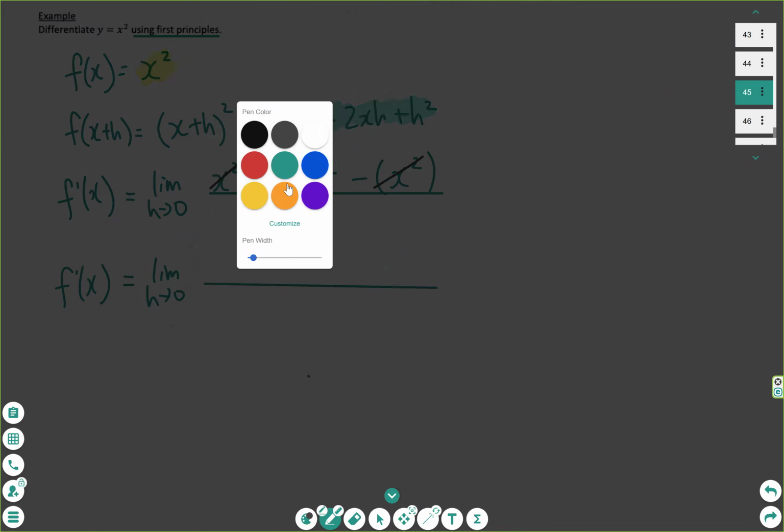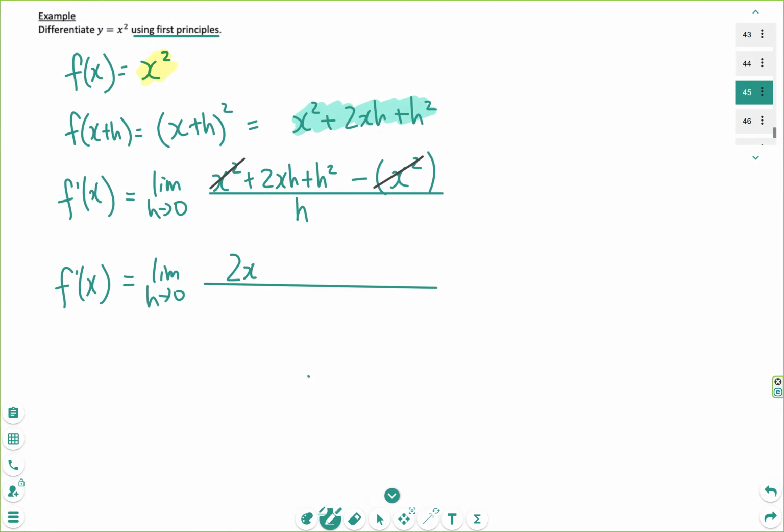And then nothing else we could do. So numerator 2xh plus h squared over h. In the numerator, I'm going to factorize the h out. Keep writing it. So 2x plus h over h. Now these two h cancel out.